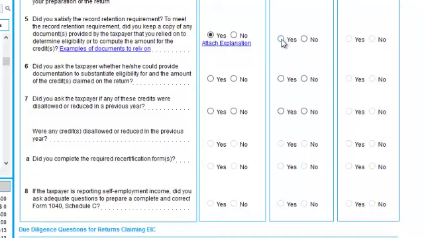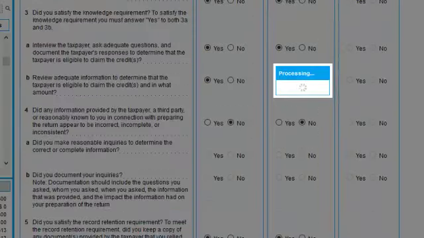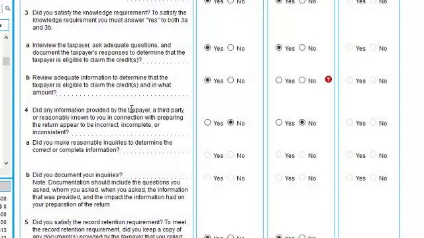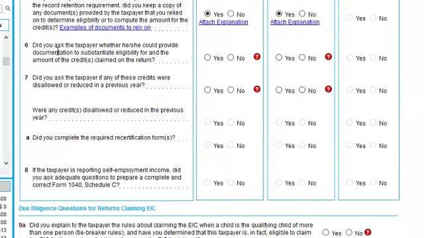So we hit yes for that one and yes for the earned income credit. It's going to ask for an explanation, but it wants you to answer some questions. If I click on it now, as you can see, basically nothing really happens, but it lets us know that we missed a question, and we missed the questions we haven't gotten to. So, did you ask the taxpayer whether he or she could provide documentation to substantiate eligibility for the amount of the credit claimed on the return? We're going to hit yes.